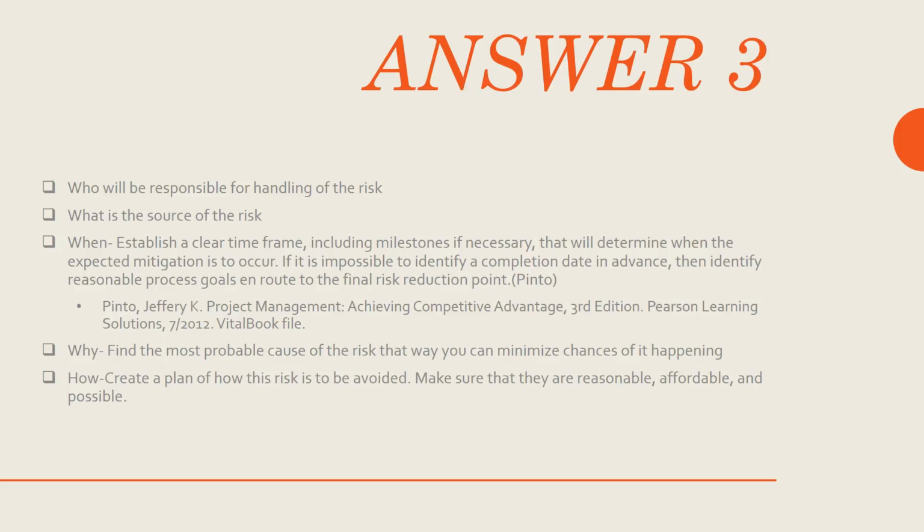Now, if you notice, I skipped the when of my answer, which is, I'm just going to read you the textbook definition. Establish a clear time frame, including milestones if necessary, that will determine when the expected mitigation is to occur. If it is possible, identify a completion date in advance. Then identify reasonable progress goals en route to the final risk reduction point.